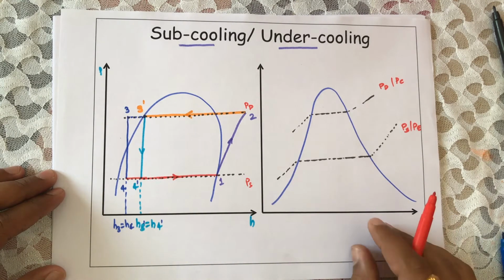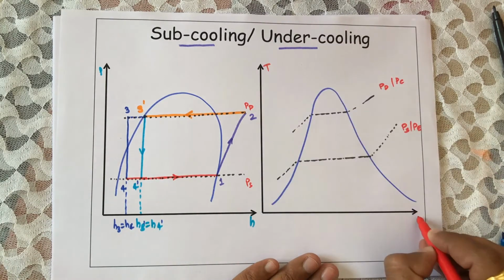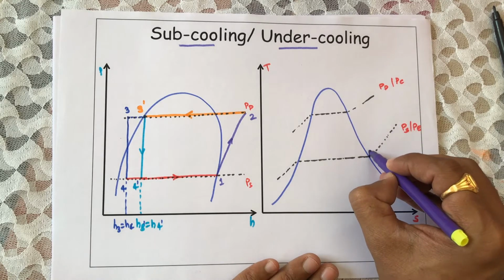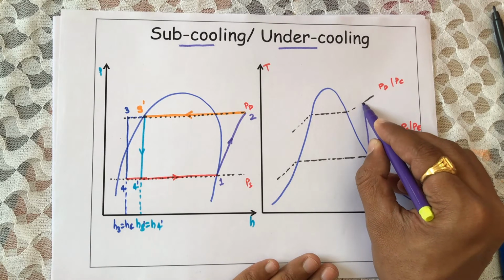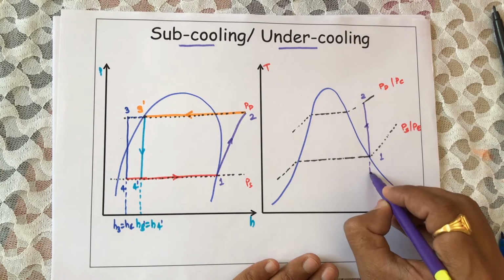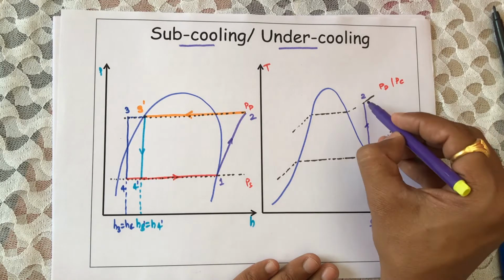Now plot the same process on this T-S chart as well. Now point number 1 is on the saturated vapor line. This is point number 2. I can write here S1 is equal to S2.